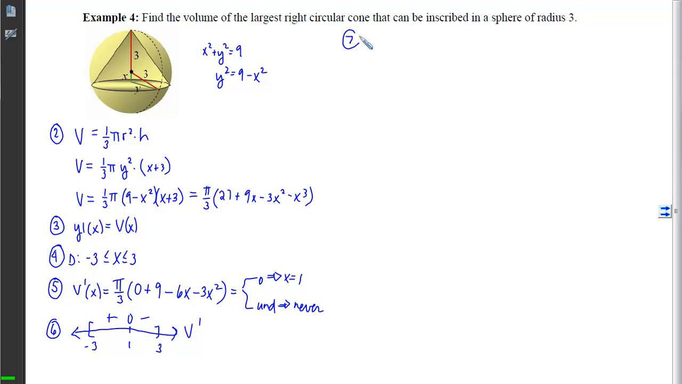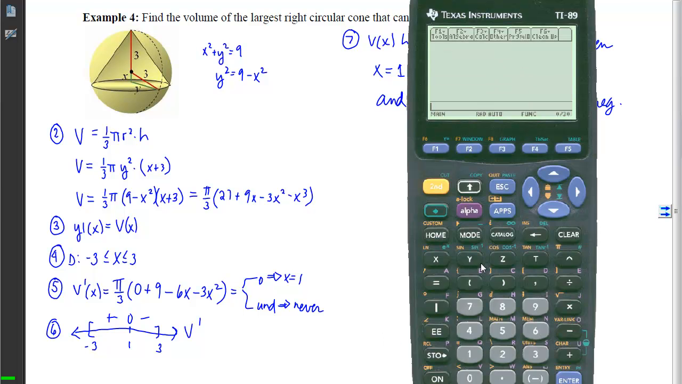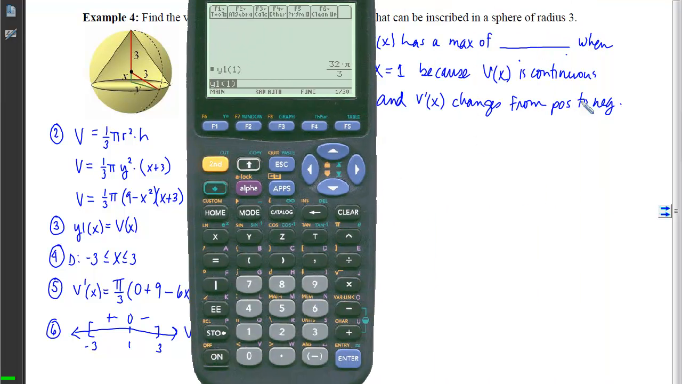So step 7 is V of x has a max, and since I want to find the volume, we're going to figure out what that is when x equals 1, because V of x is continuous. Here's that first derivative test. And V prime changes from positive to negative. So to find out what that max actually is, I'm going to plug 1 into V, or into y1. So on my home screen, I can go y1 of 1 and hit enter, and I see 32 pi over 3. So that's my max.